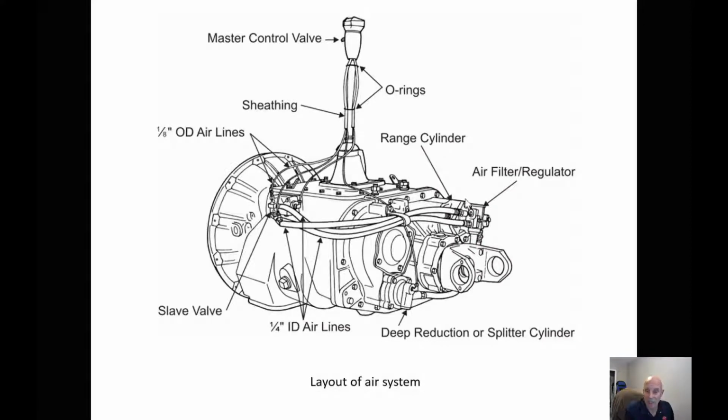So if we take a look at the filter regulator, then we have an air cylinder for the range and an air cylinder for the splitter. We have air lines that run up to a slave valve and then thin spaghetti lines that run up to the master control valve.